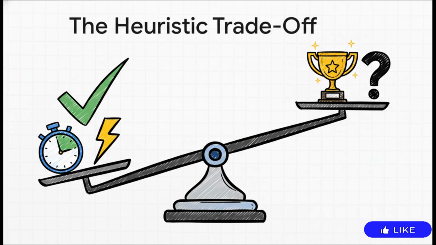So here's that trade-off in a nutshell. The biggest advantage, the pro, is speed. Heuristics can turn problems that would take a brute force approach years into something you can solve in seconds. But, and there's always a but, right? The catch, the con, is that you sacrifice the guarantee of finding the absolute perfect solution. You're choosing a good enough solution that you can get right now.